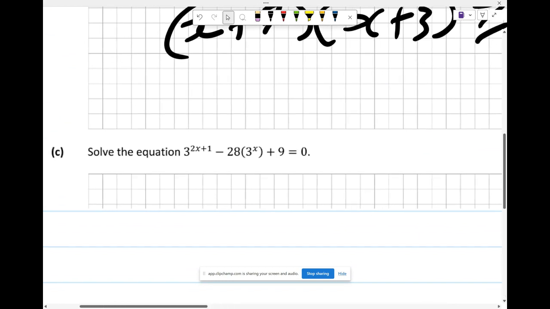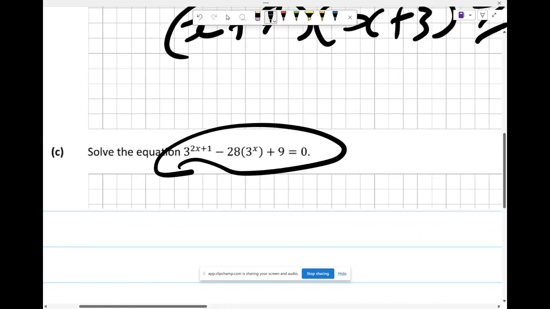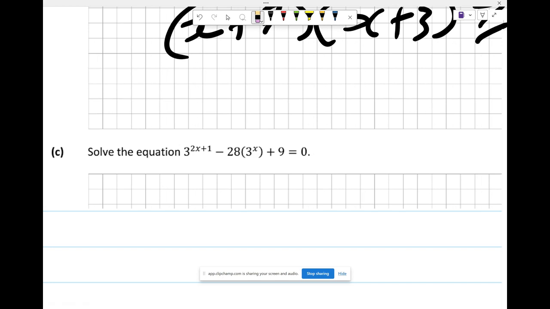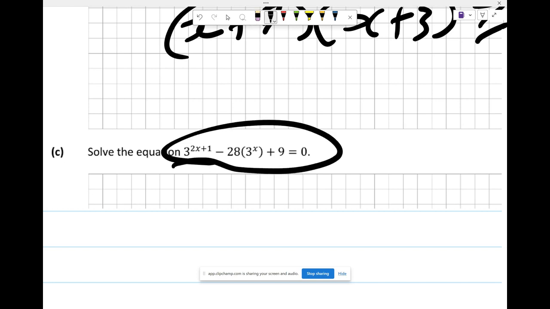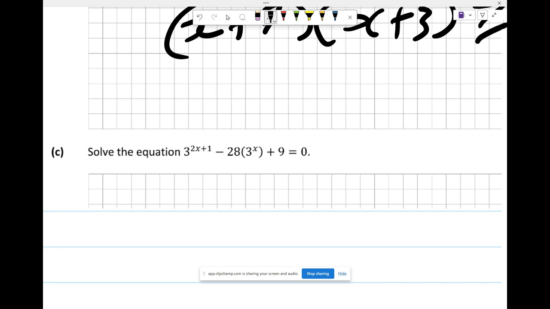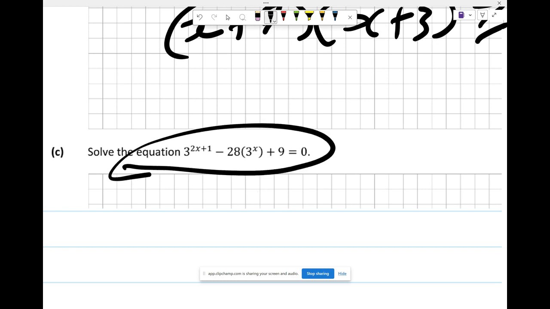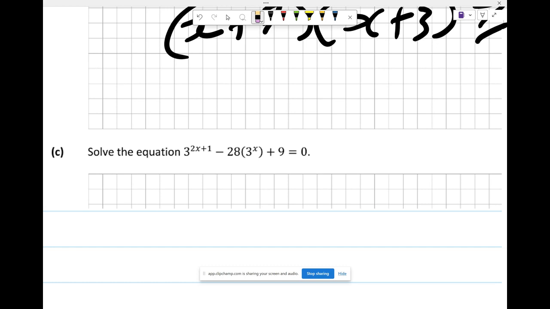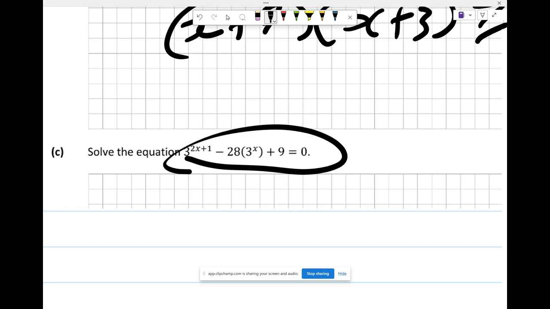So it says, solve the equation 3 to the power of 2x plus 1, minus 28 times 3 to the power of x, plus 9, equal to 0. Okay, so this looks fairly complicated. What we're basically going to do is, we see a term here, we see another term multiplied, and then we see a constant, and we know that's equal to 0. So what this should remind you of is a quadratic formula. If we can somehow turn this equation into a quadratic, we know how to solve quadratics, and we can solve the quadratic and then do whatever we did backwards and turn it back into this.